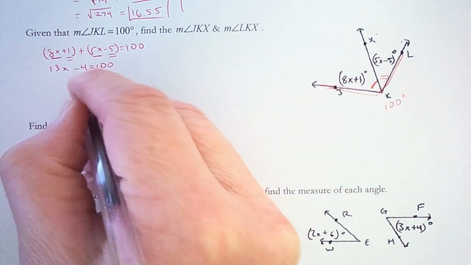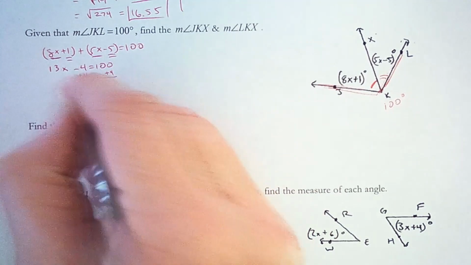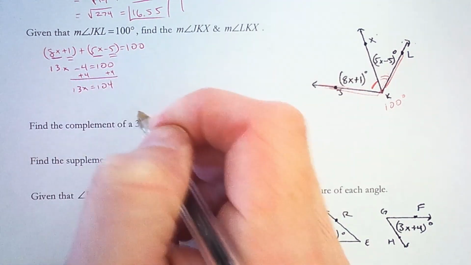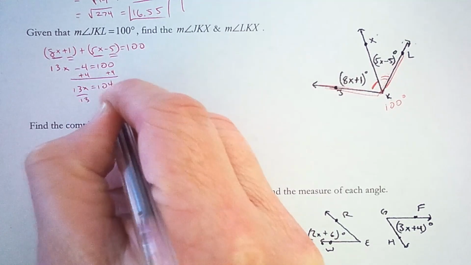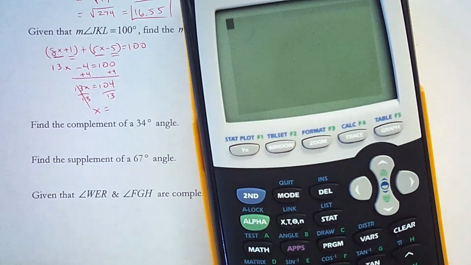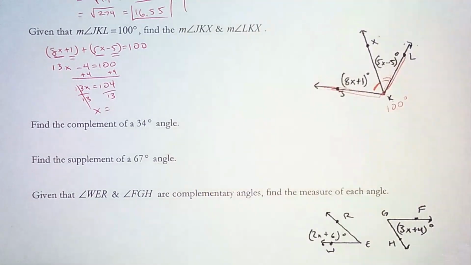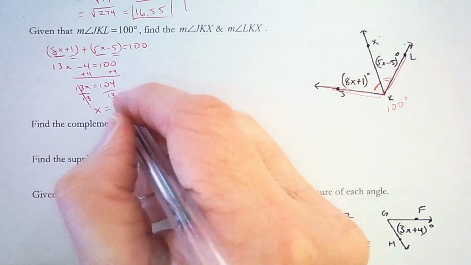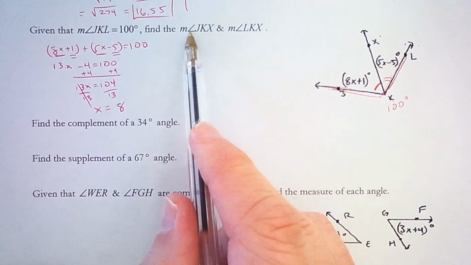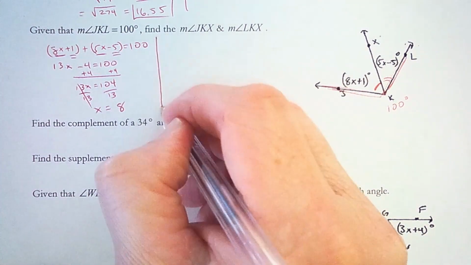Then I can add 4 to both sides and get 13x equals 104, and then divide by 13. So it's 104 divided by 13, and that is 8. So x is 8. So I've got my value of x. Now I need to plug that into the measure of angle JKX.